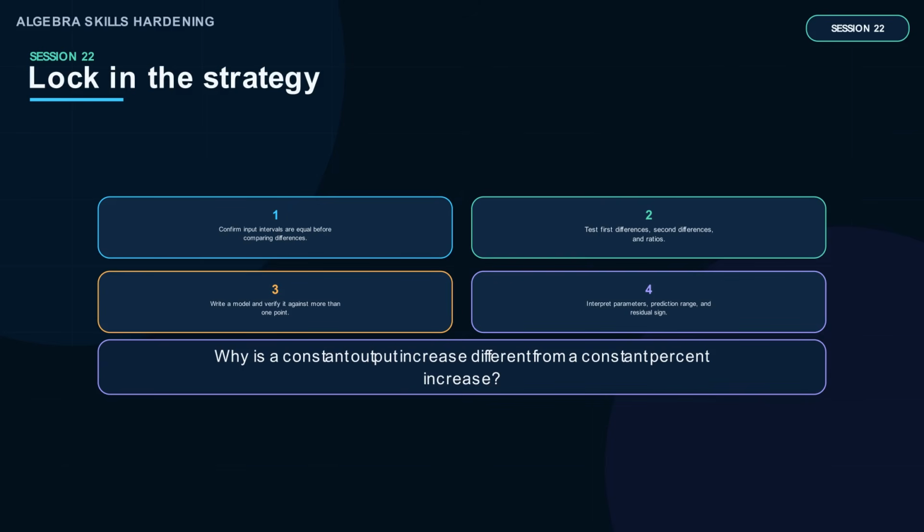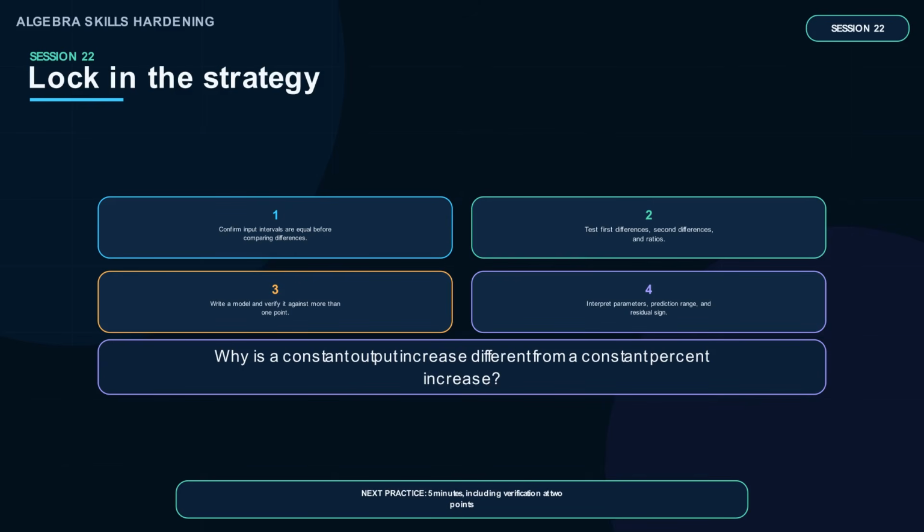Reflection. Why is a constant output increase different from a constant percent increase? Name the error specifically so you can interrupt it next time. Practice one fresh problem within 5 minutes, including verification at 2 points. Keep the work readable, check it independently, and carry the routine forward.